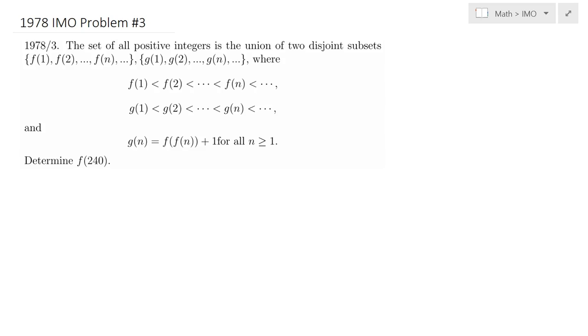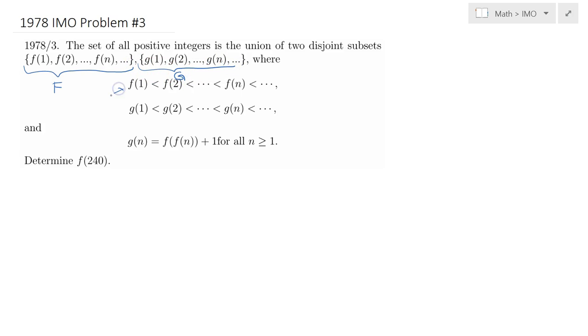Hello everybody, in this lecture we will be solving 1978 IMO problem number 3. Here is a view of this problem. The set of all positive integers is the union of two disjoint sets. Let's call this first set F and the second set G.